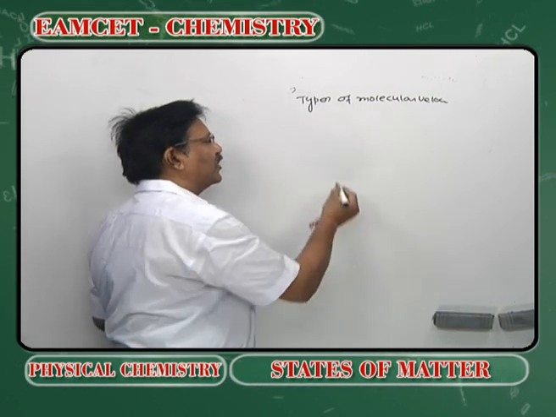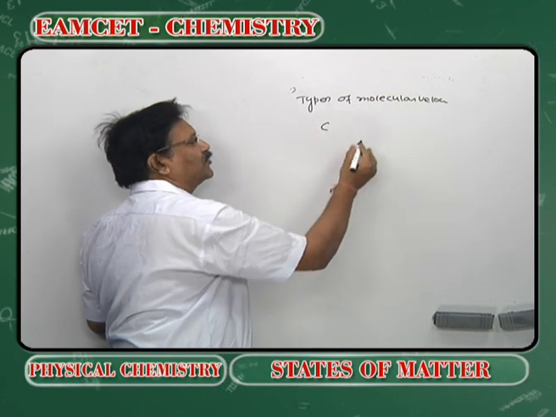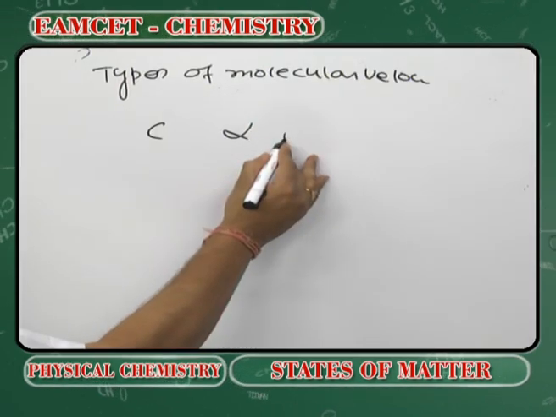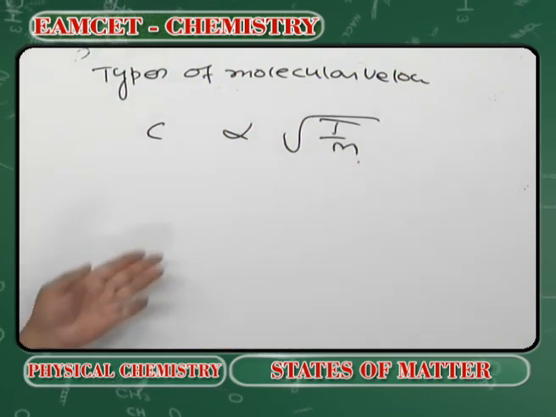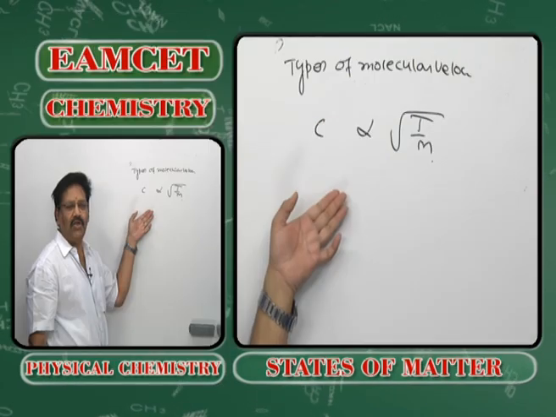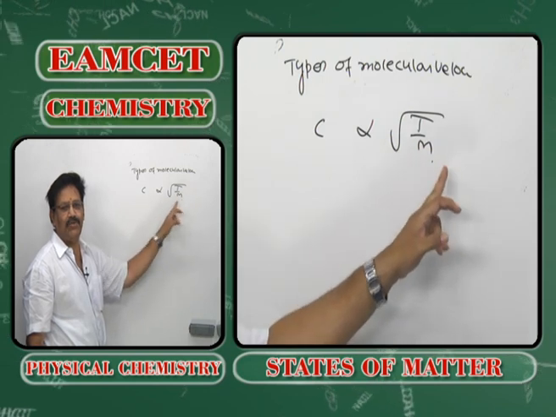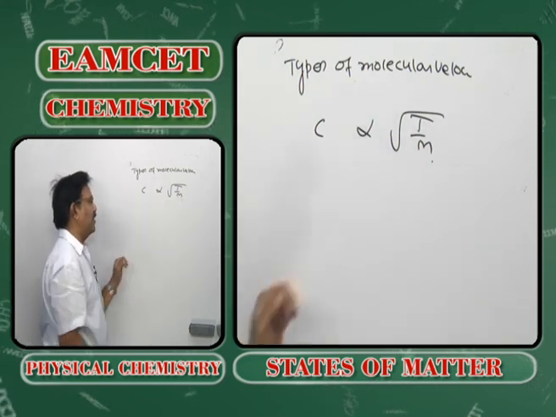Now what is the point? In general, what is the point to be remembered? C is proportional to root T by m. What is C? It is broadly taken as the molecular velocity. C is proportional to the square root of T by m.